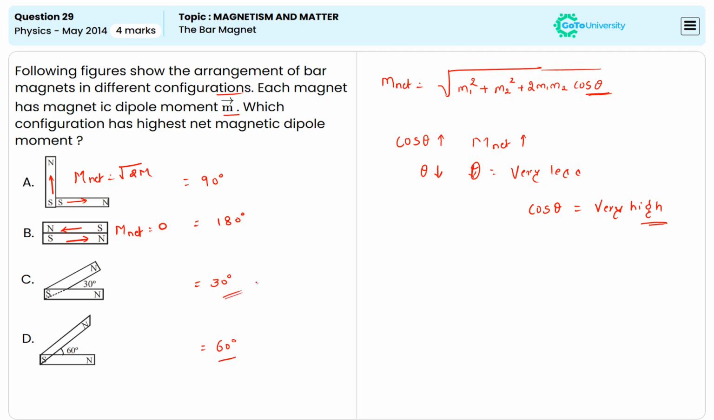In this case, the cos theta value will increase. Then automatically the net magnetic dipole value also increases. Then option C is the right answer here.